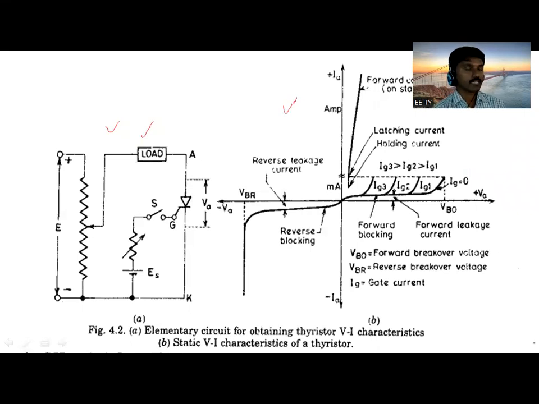One more thing you have to remember. We are not drawing the supply voltage versus anode current. Supply voltage is different and voltage across the thyristor is different. Please remember. If the thyristor is turned on, voltage across the thyristor becomes zero, but supply voltage is not becoming zero. Please remember, all of you.